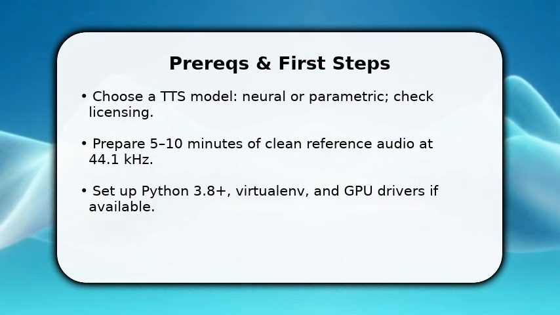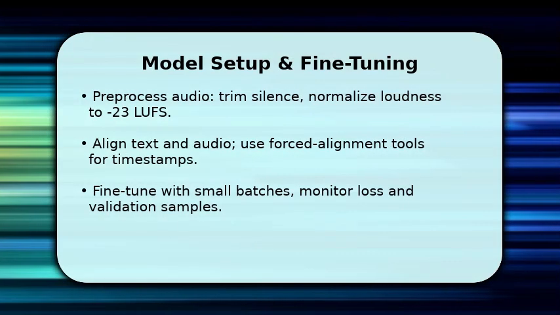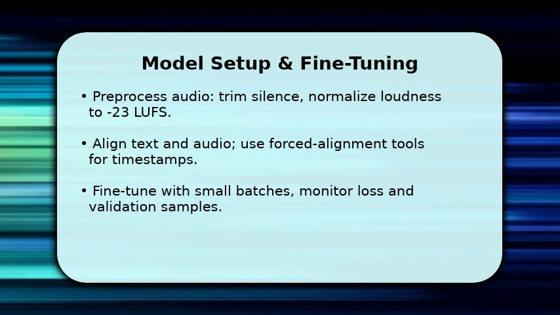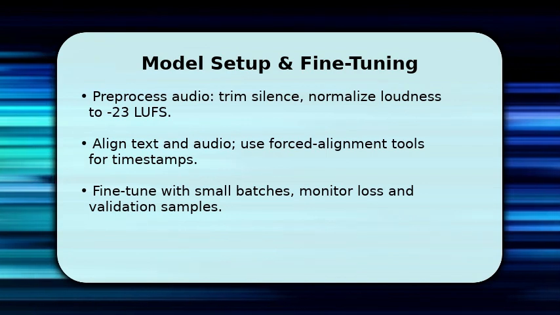Begin cloning the model repo and installing dependencies now. Next, preprocess and align your data. Trim silence, normalize loudness to around -23 LUFS, and split into training/validation sets. Use a forced alignment tool to get accurate text-to-audio timestamps. This improves prosody learning. Once aligned, configure fine-tuning with small batch sizes and a conservative learning rate to avoid overfitting.